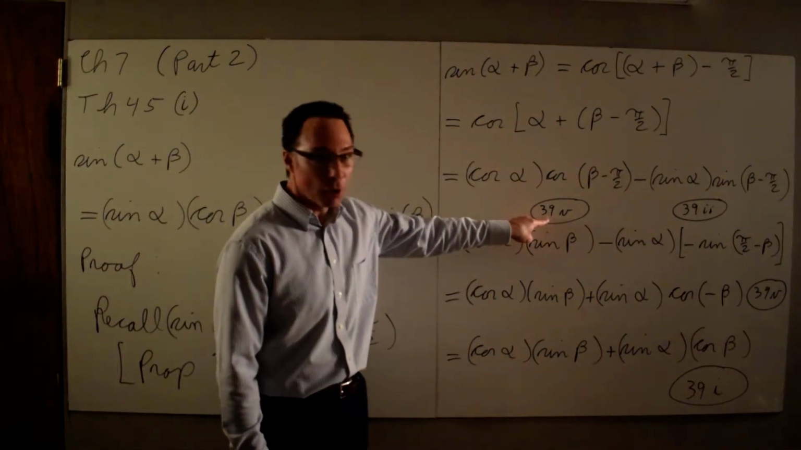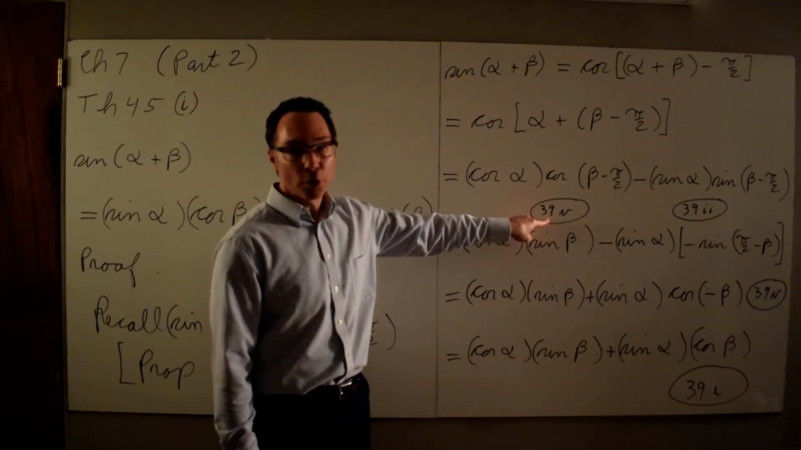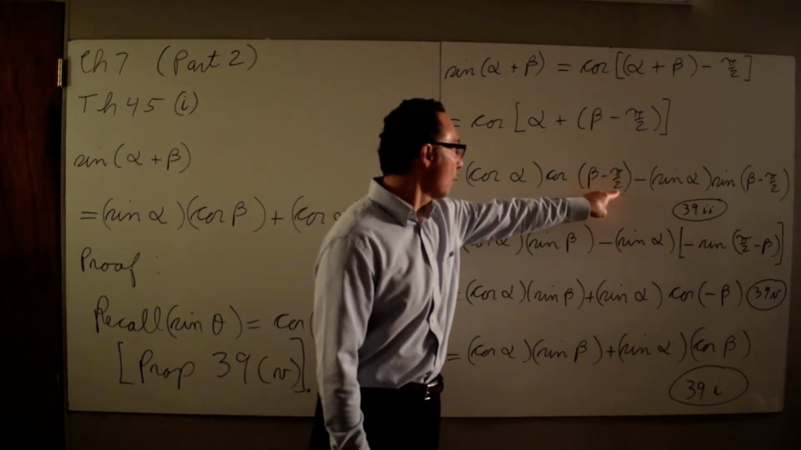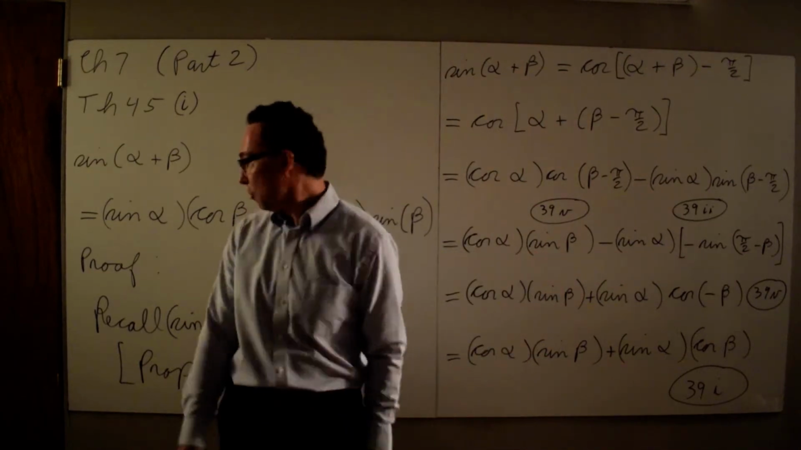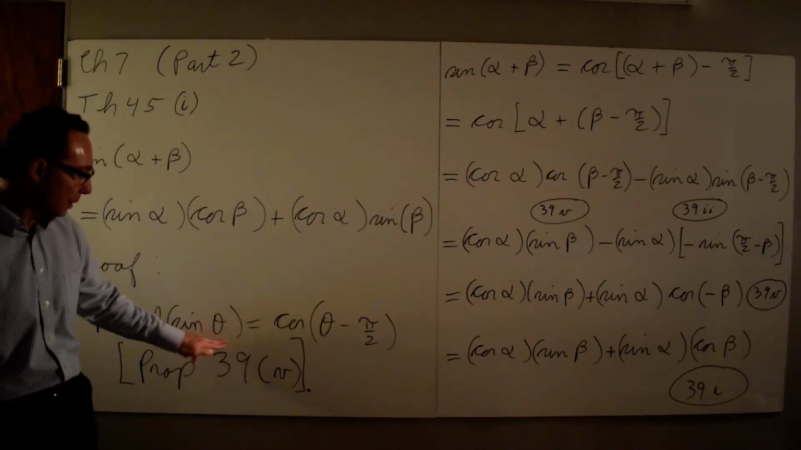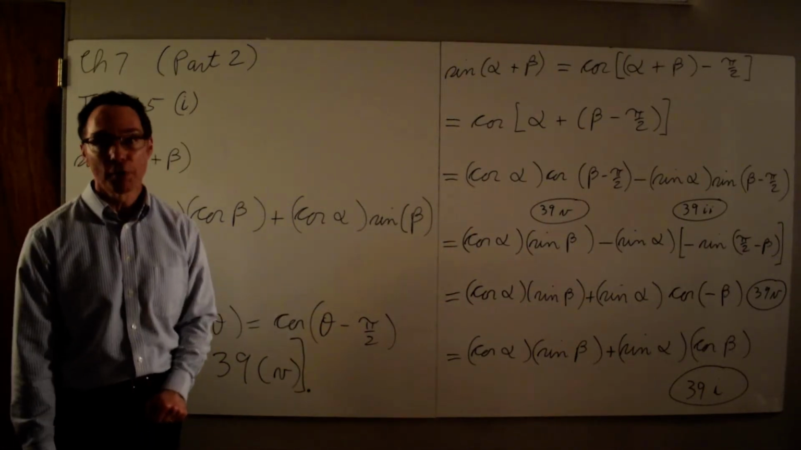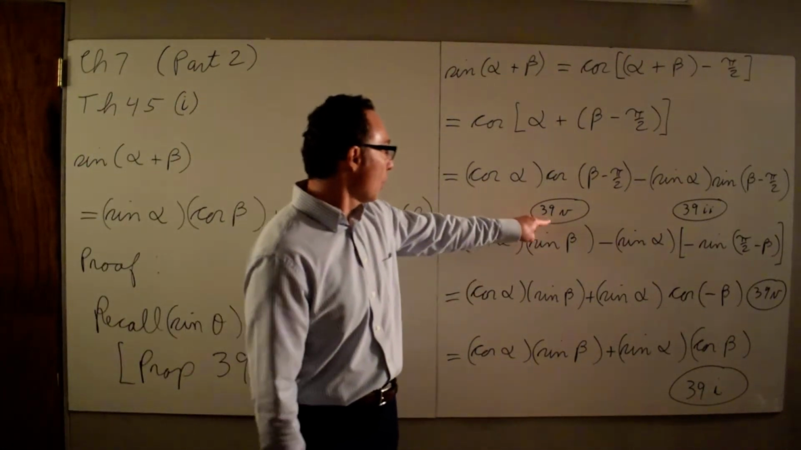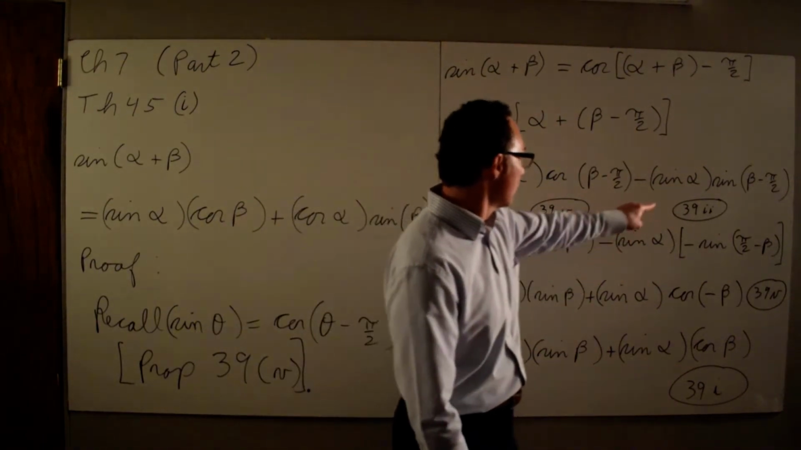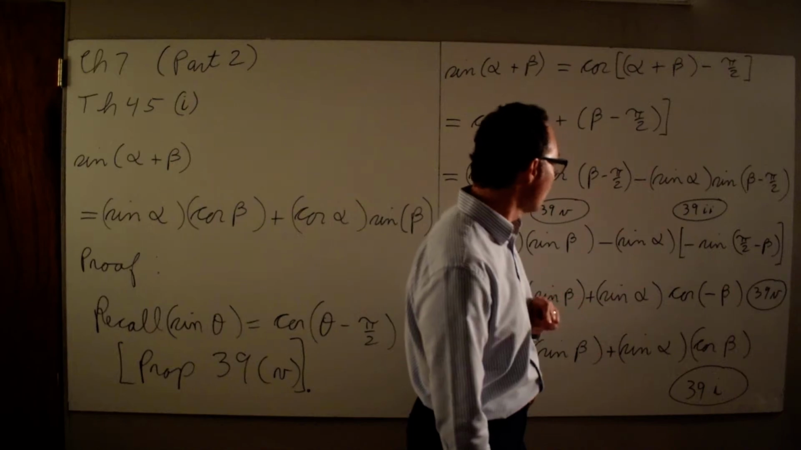Again, using proposition 39 part 5, cosine of beta minus pi over 2 is sine of beta. So here, sine of beta is cosine of beta minus pi over 2. This is proposition 39 part 5. Sine of alpha is sine of alpha.